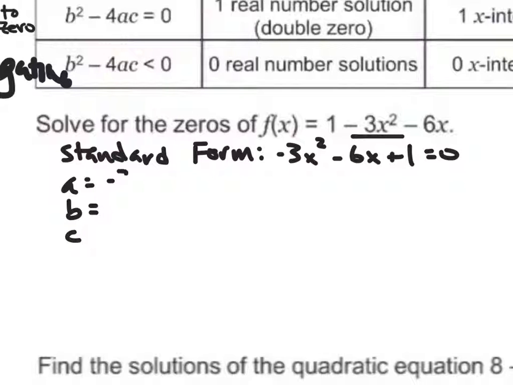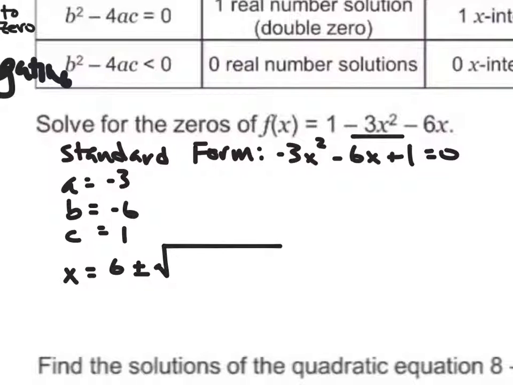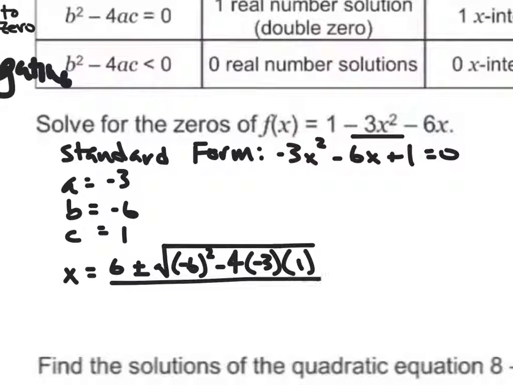A is going to be negative 3. B is going to be negative 6. C is going to equal 1. So let's plug this into the quadratic formula. I've got x is equal to the opposite of b, so the opposite of negative 6 is positive 6, plus or minus the square root of b squared, so negative 6 squared, minus 4 times a, which is negative 3, times c, which is 1. And that's all over 2a, so 2 times negative 3.